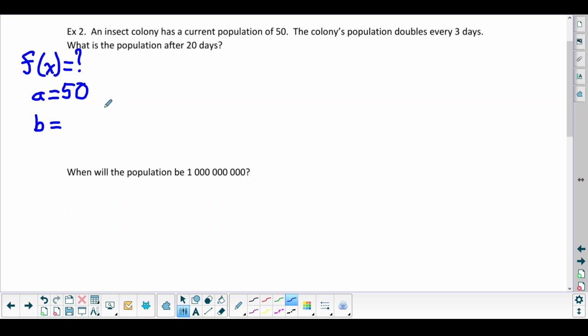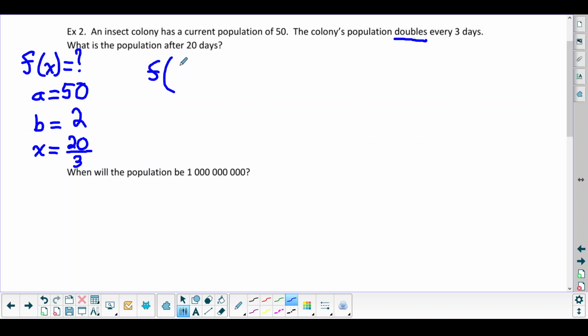B, remember, is our growth decay factor. So how is it changing? Well, it says here that it is doubling. So that's 2. And x is our number of time periods, or number of growths or decays. In this one, it's growing every 3 days for 20 days. So our total amount of time is going to be 20, and each doubling takes 3 days. So x is going to be a fraction, and that's fine. We can plug this all in now.